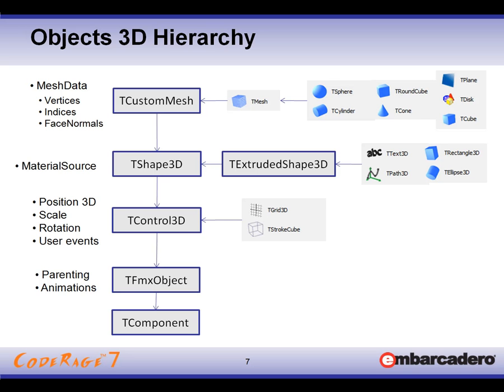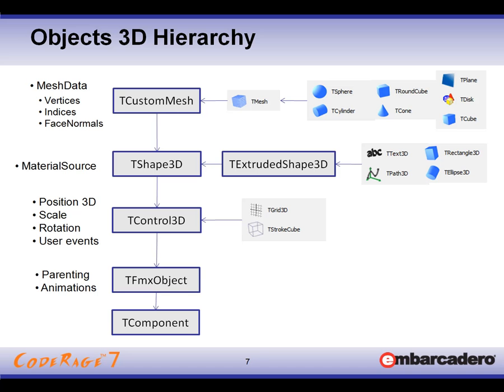There are some direct descendants of TControl3D, like TGrid3D and TStrokeCube. These are quite lightweight components that have visual representations but do not require any vertices or anything like this. They are purely based on drawing in 3D space. A little bit higher up in the hierarchy we have TShape3D. This is a class that introduces support for materials.